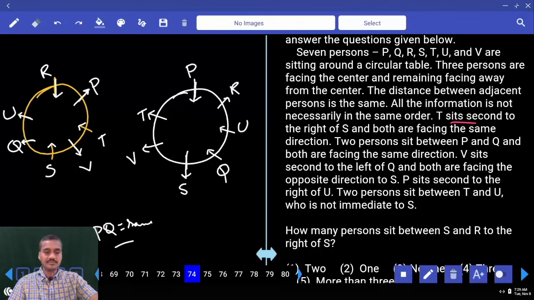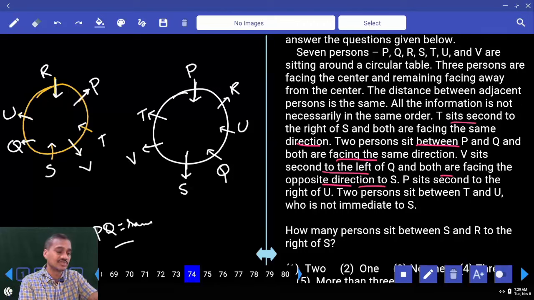invalid, T sits second to the right of S, and both are facing the same direction. T and S are facing the same direction, and 2 persons between P and Q, and both are facing the same direction. P and Q are facing the same. In the second case, P and Q are facing the same, and in the first also they are facing the same. V sits second to the left of Q, and both are facing the same direction as that of S. Both are facing the same direction as S.